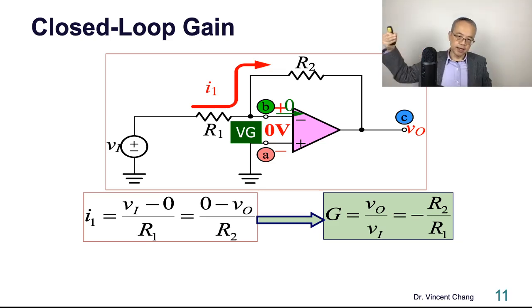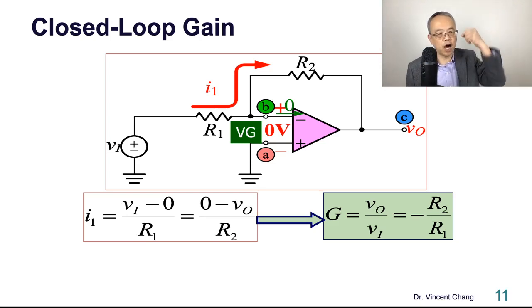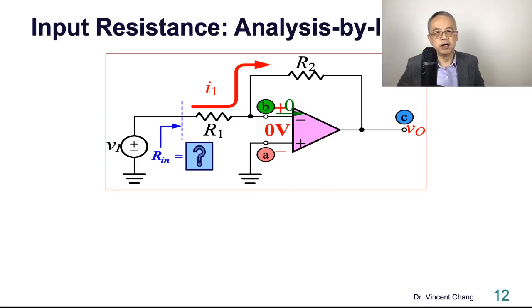So number one, the first characteristic is that the signal goes in through the inverting terminal, so it's negative. It's an out of phase amplifier. The output signal will be out of phase with the input signal, so there's a negative sign. Number two, the magnitude of the gain will be determined by the two external resistors, R2 over R1.